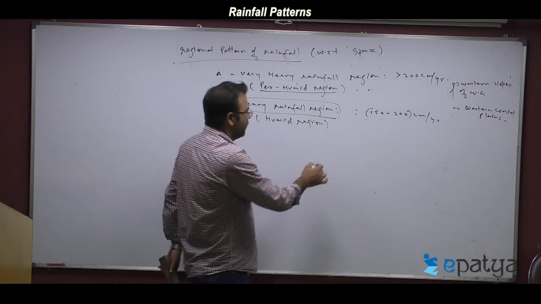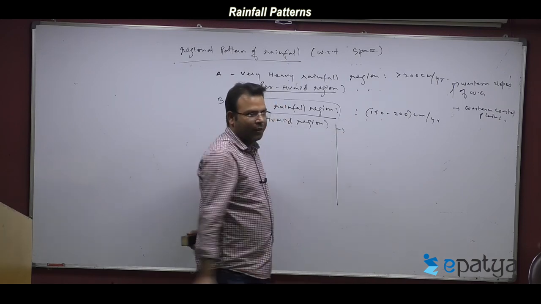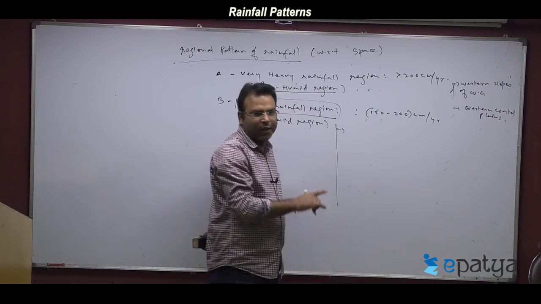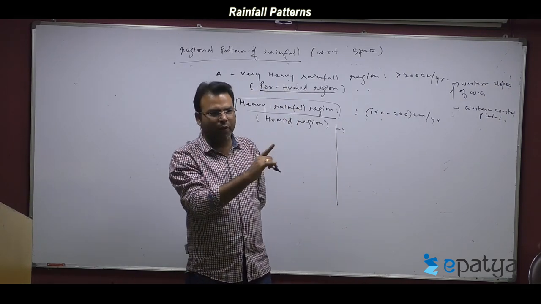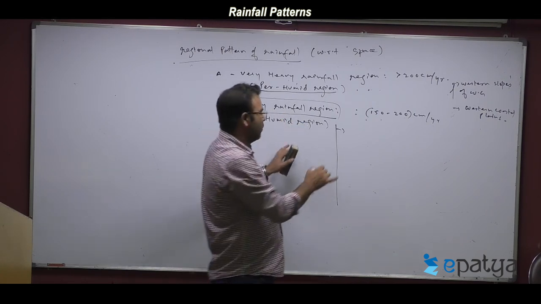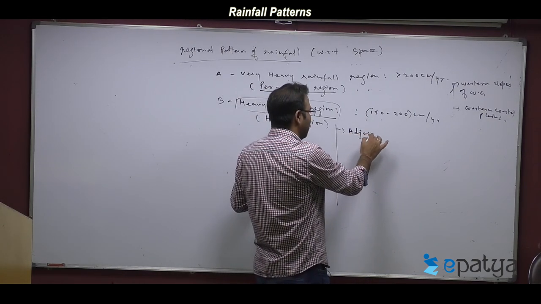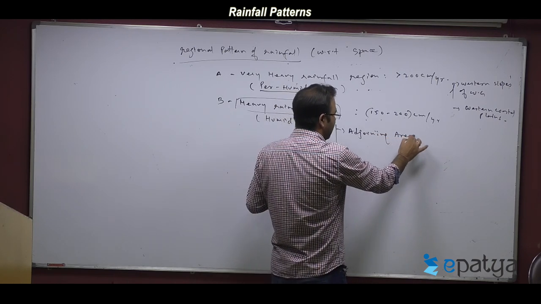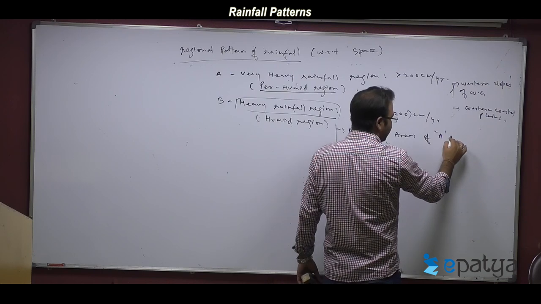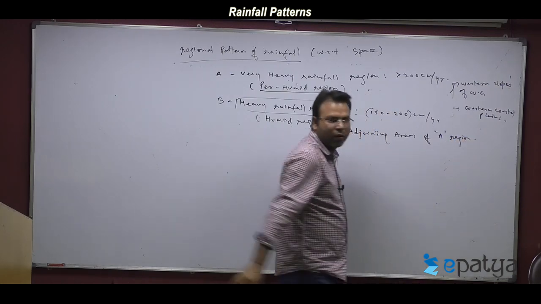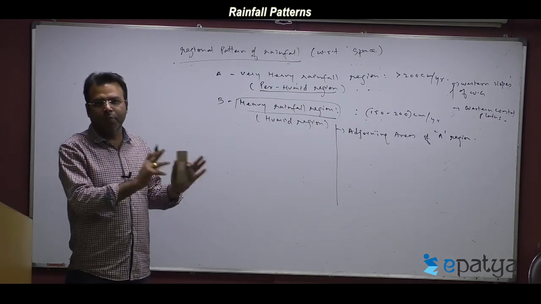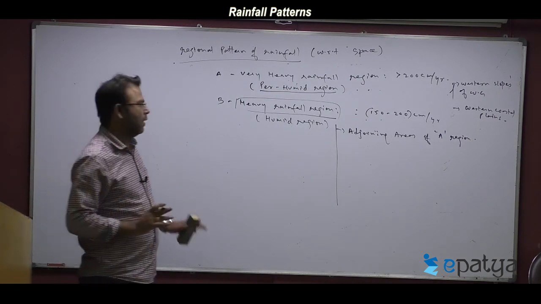So it includes the following regions in the country. First it includes the adjoining areas of the A region, or perhumid regions. Remember ABC, that's what I'm telling. Just bordering with A is the B region, wherever in the map you see it.